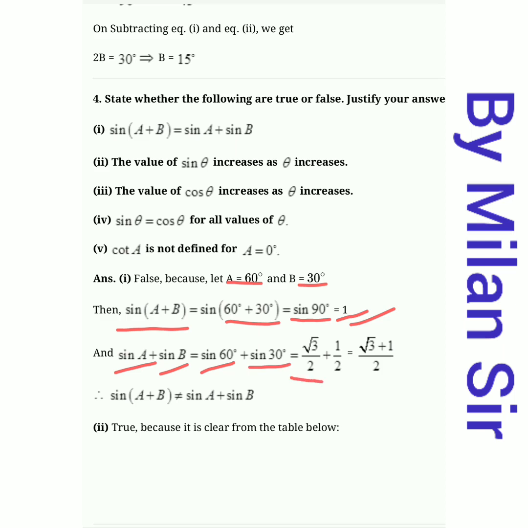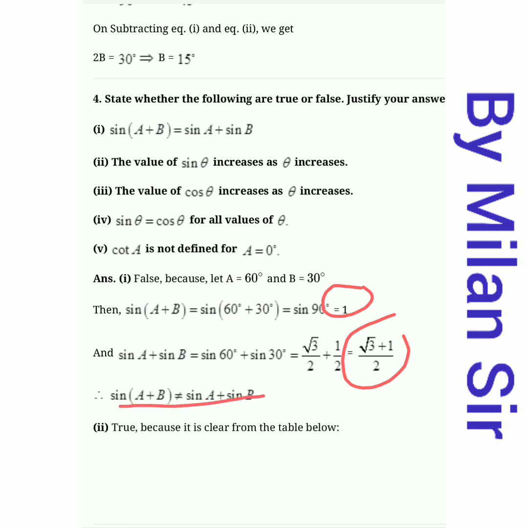Sin 60 equals root 3 by 2, and sin 30 equals 1 by 2. Here the denominator is the same, so we directly add the numerators. It's root 3 plus 1 by 2. So you can see that the left hand side and right hand side are not the same: here 1, and here root 3 plus 1 by 2. So sin(A+B) is not equal to sin A plus sin B. That's why this statement is false.